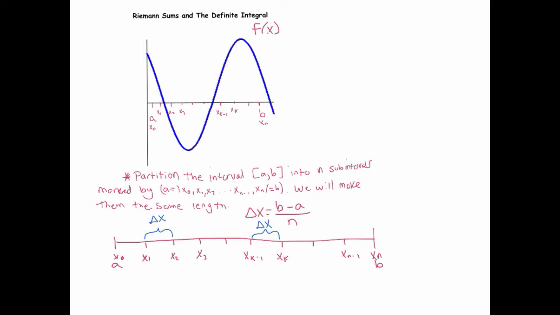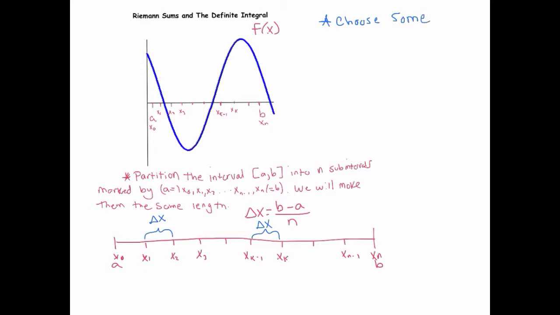The next step is to choose some x value, because remember we need to determine the height of these rectangles. LRAM told us to go to the left endpoint and use that to determine the height. RRAM, we would go to the right endpoint. MRAM, we'd use the midpoint. You don't have to do anything in particular, and the process will still work.